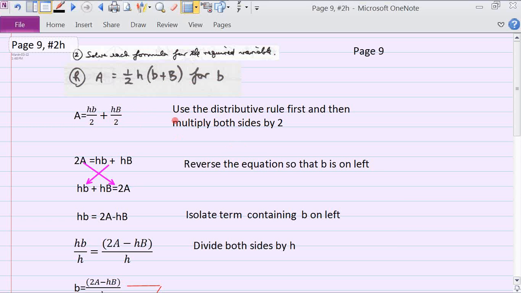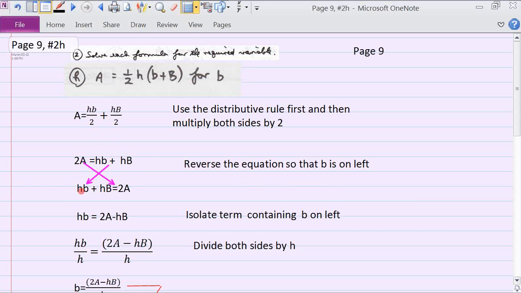So now I'm going to multiply both sides by 2, and the reason I do that is to get rid of the fraction, the 2 on the denominator. So I get 2a, I multiply this by 2, then I multiply this term by 2, and I get hb, and then I multiply this term by 2, and I get h capital B. So all I'm doing here is multiplying the left side by 2, and each of the terms on the right side by 2 in order to get rid of this 2 on the denominator. So I get 2a on the left, hb plus h capital B on the right.